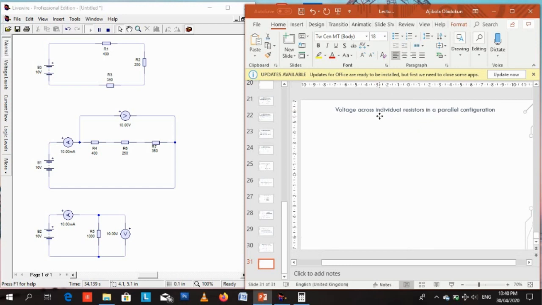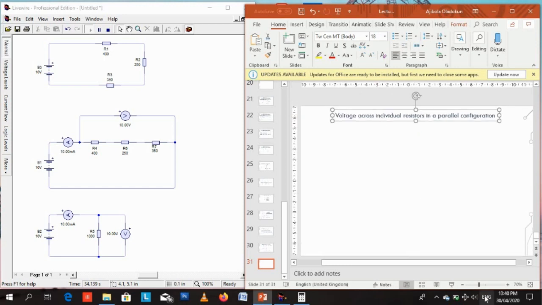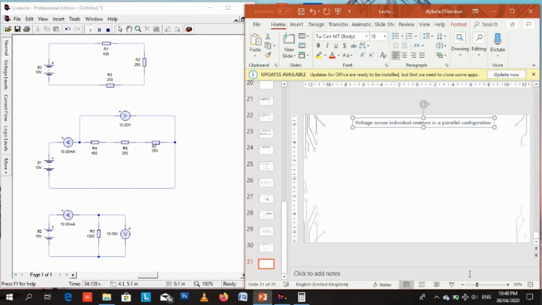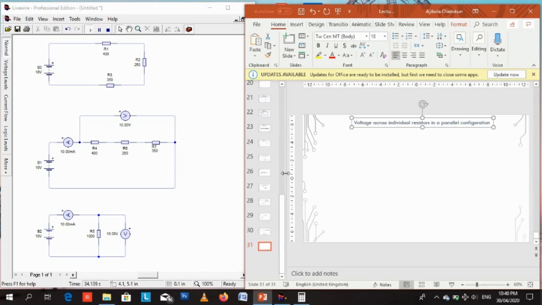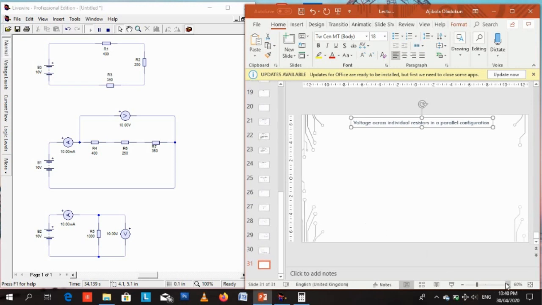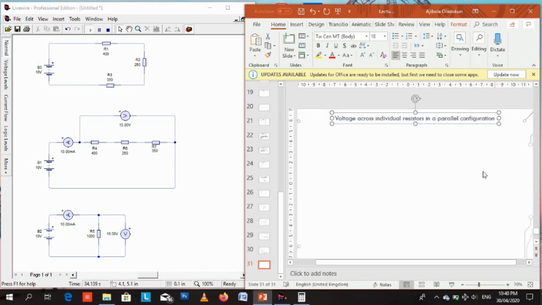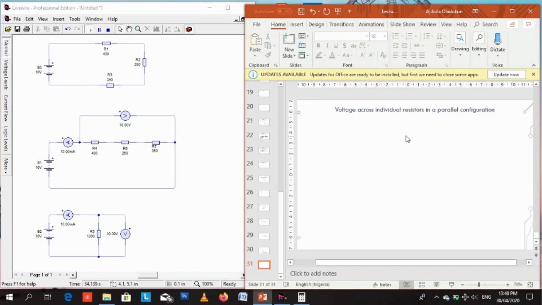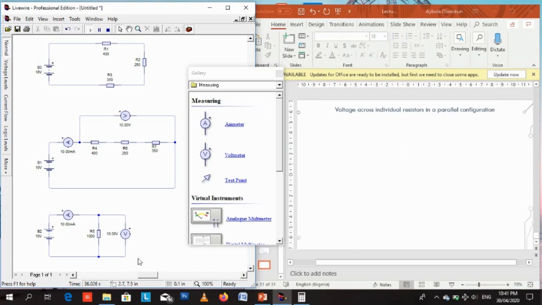Let's adjust the title to the center, align to the center, zoom out a bit. Let me adjust that, zoom back in a bit. So we are going to now examine what the voltage is across each resistor in a parallel configuration. If you connect resistors in parallel, what will be the voltage across each resistor?